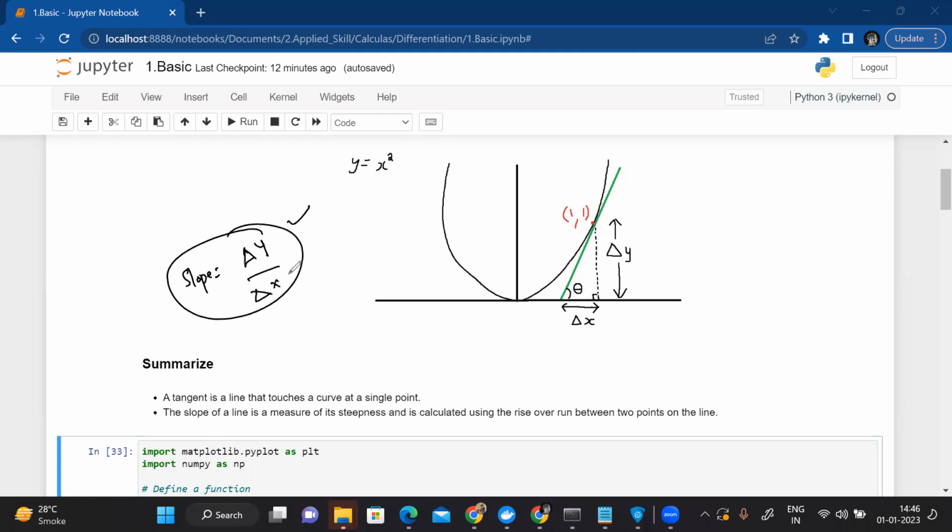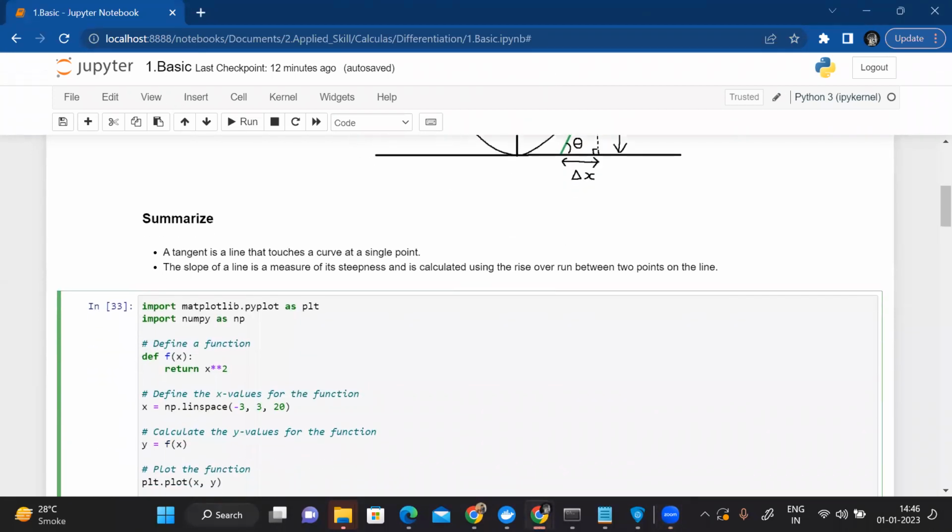So how to compute it? It's not easy, because at this point this could also be a tangent. This could also be a tangent. There could be multiple tangents. So we need to study the concept of derivative. Okay, so I hope you got my point.